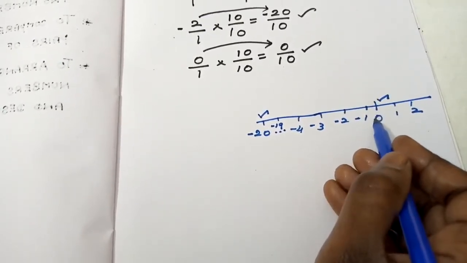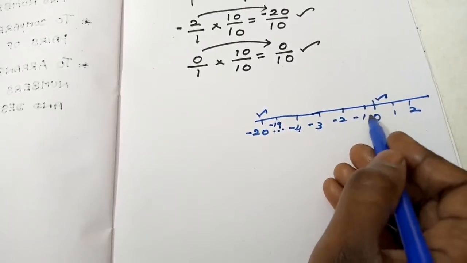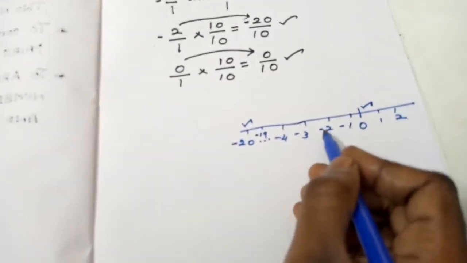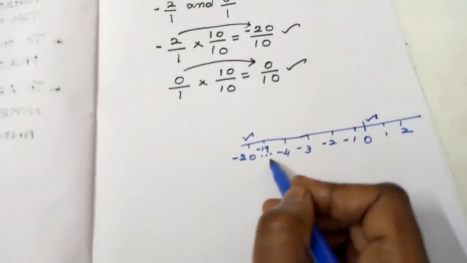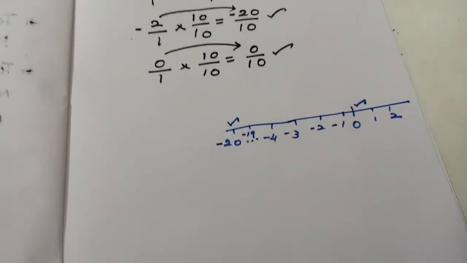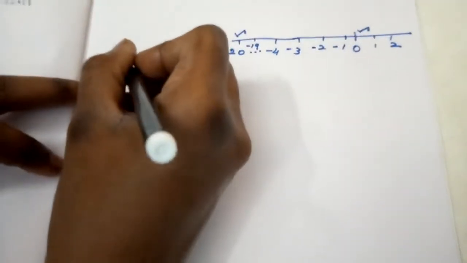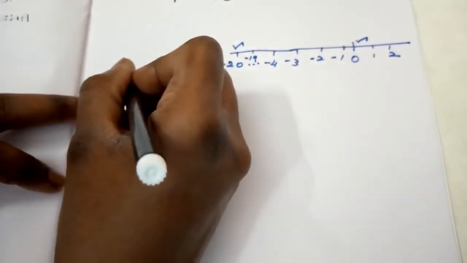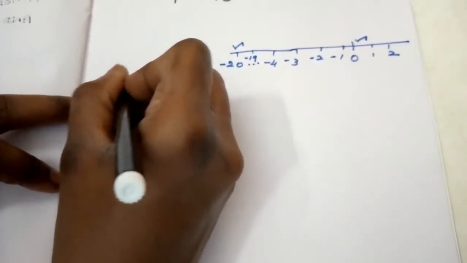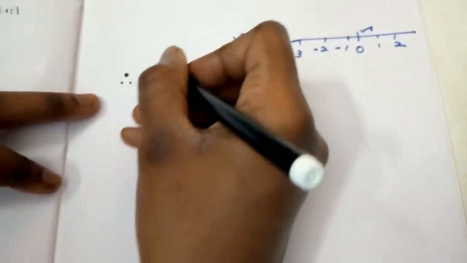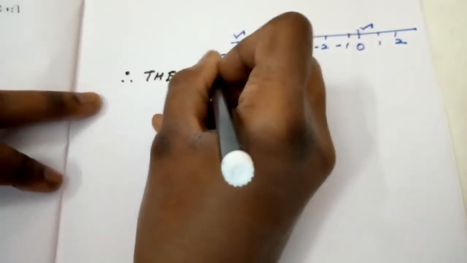Next to 0, what is the value next to 0? On both sides, I am just seeing the left hand side. Next to 0, I am having -1, -2, -3, -4 and -5. So I am going to select those values, students. So the 5 rational numbers between, I am going to take 5 rational numbers. Therefore, you can select any 5 rational numbers.